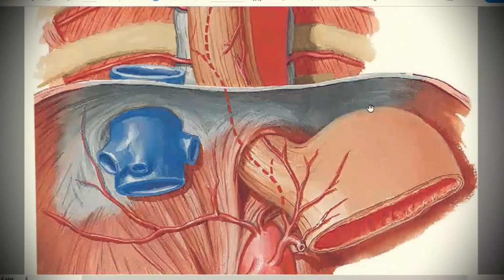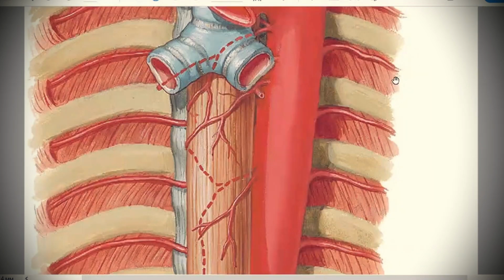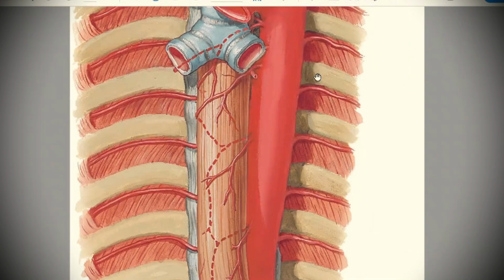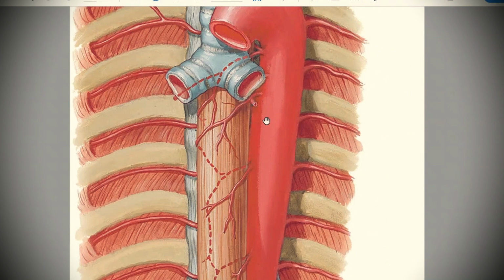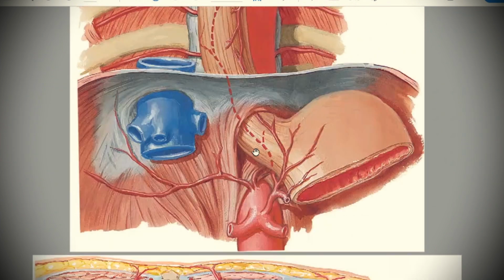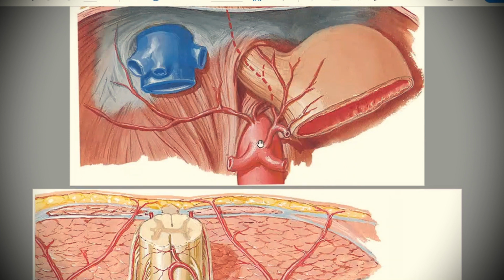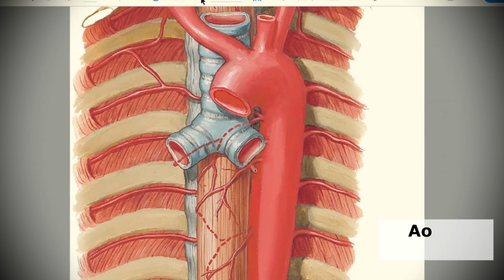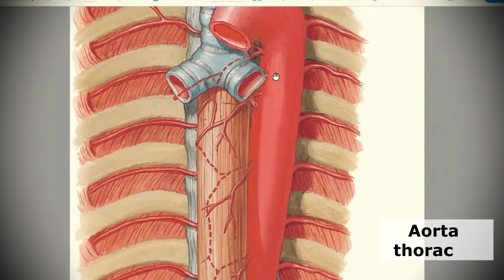So the descending part of the aorta has two parts. It has a part inside the thoracic cavity, which is called aorta thoracica, and a part inside the abdominal cavity, which is called aorta abdominalis. Let's see what we have inside the thoracic part. Inside the thoracic part, the aorta is situated backward in the posterior mediastinum.